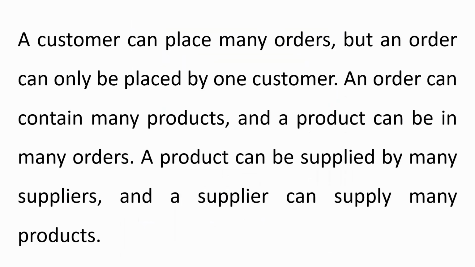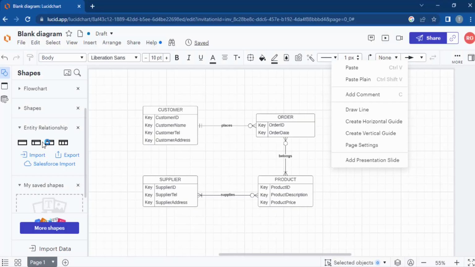We are going to draw an ER diagram for a retail shop. According to them, a customer can place many orders, but an order can only be placed by one customer. Also, an order can contain many products, and a product can be in many orders. A product can also be supplied by many suppliers, and a supplier can also supply many products. From these compound business rules, we can draw the ER diagram for it so that we can visualize how the different components interact with each other in the database.